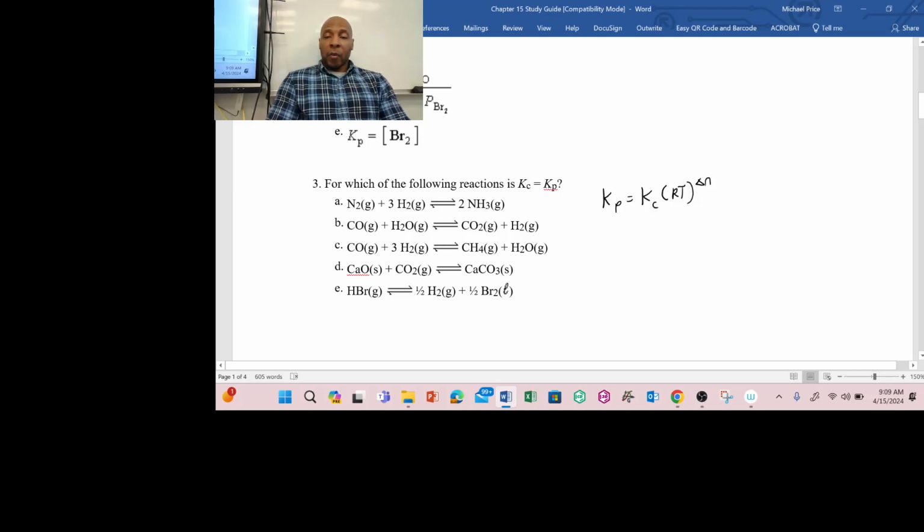Okay, so all we have to do is find out what delta N is and then figure out which one has delta N equal to 0. All right. So delta N is the moles of product gases minus the moles of reactant gases. So I'll give you an example. For A, I have 2 moles of gases in my product, and 1, 2, 3, 4 moles of gases in my reactant. So it's going to be 2 minus 4. So delta N would be negative 2 for A, wouldn't it? Y'all see that? Okay. For B, I have 1, 2 moles of product gases, and I have 1, 2 moles of reactant gases. So delta N is 0.